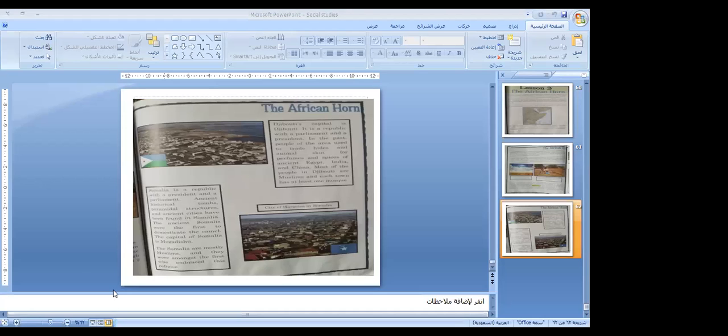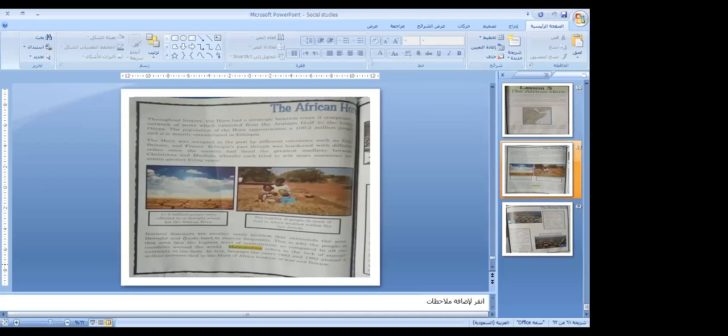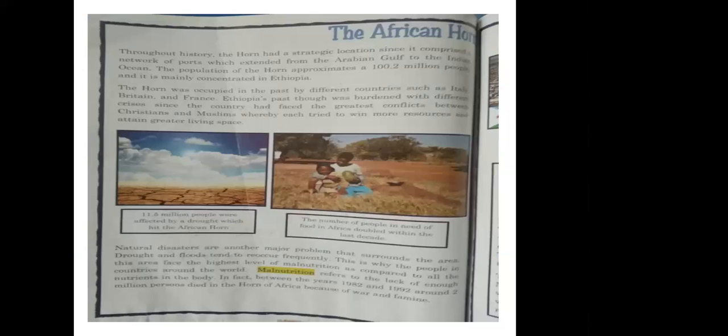Okay, so let's move to the second part. Throughout history, Marwan, start reading. Throughout history, the Horn has a strategic location since it comprises a network of ports which extended from the Arabian Gulf to the Indian Ocean.